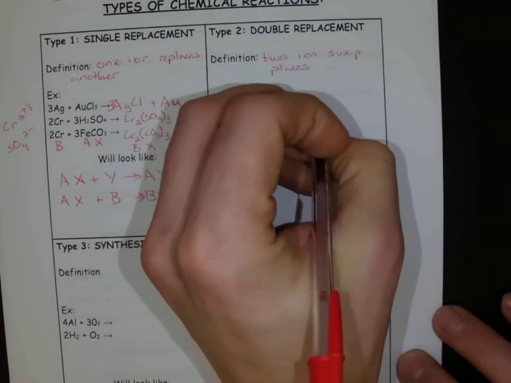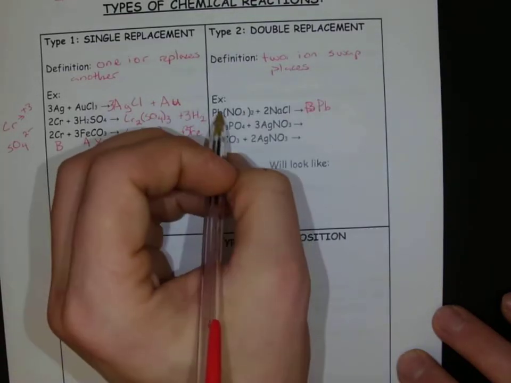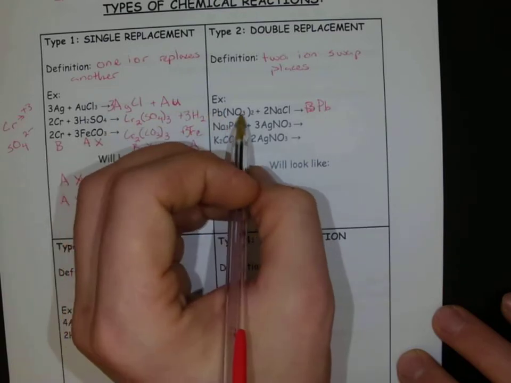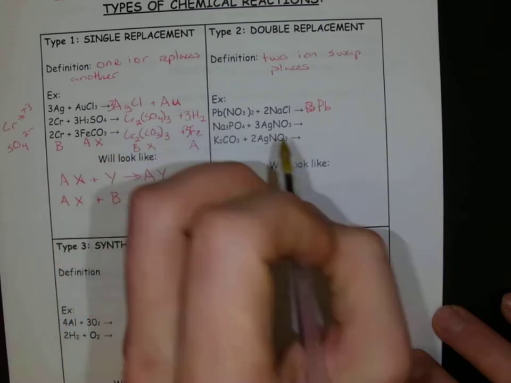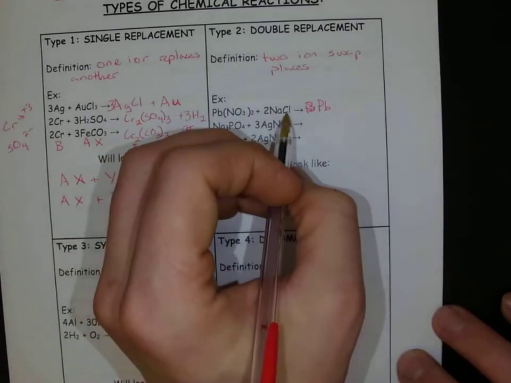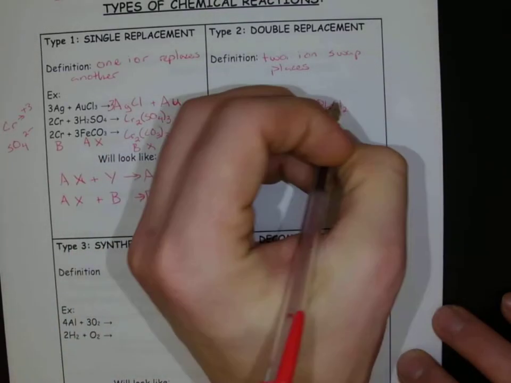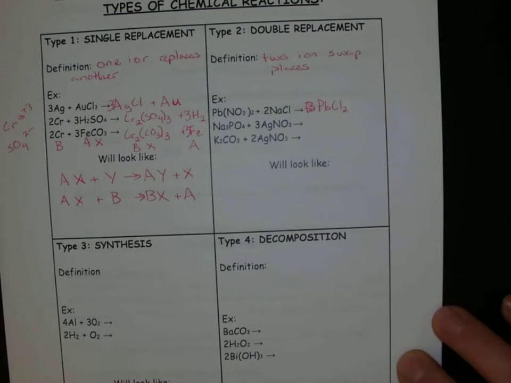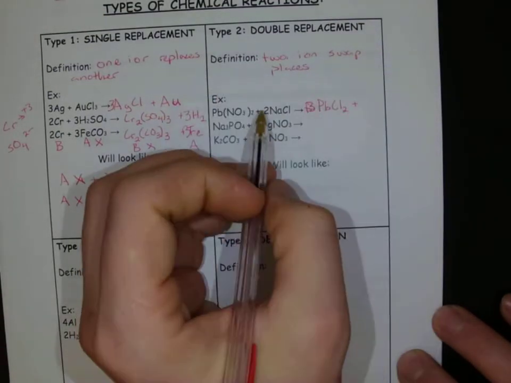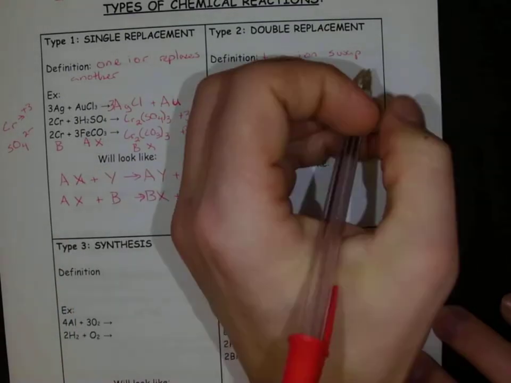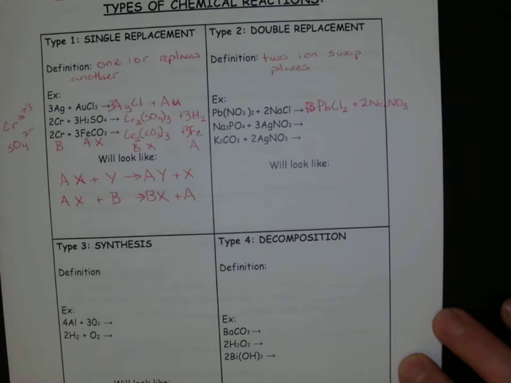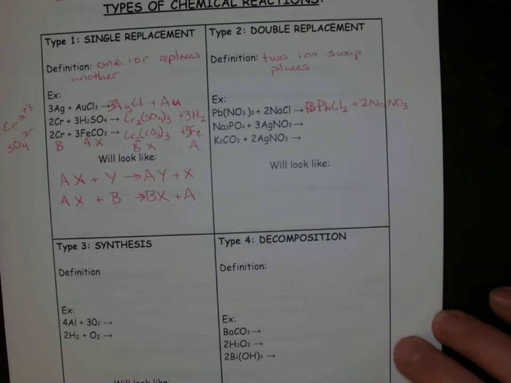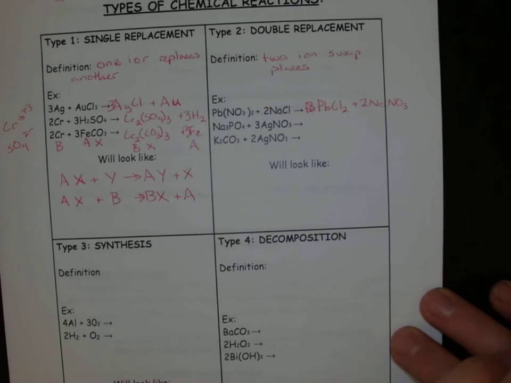Lead starts out as a +2 here. How do I know that? I look at my nitrate. Nitrate has a -1 charge, and I've got 2 of them. So lead has to have a +2 charge. That means that I need 2 chlorines to have an uncharged compound over on the right-hand side. I also then am going to have sodium combined with nitrate. And again, I'm going to have 2 sodium nitrates. It's going to balance out at the end. We got to make sure that we have a balanced reaction at the end. We're going to talk about that more next time.